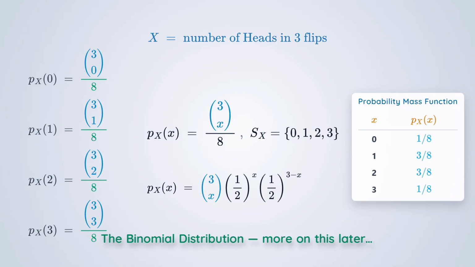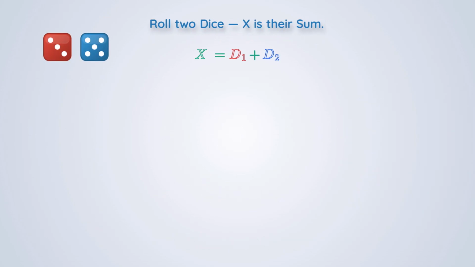Now, a second flavor of PMF. Same recipe, new setting. Roll 2 dice. X is their sum. First die plus the second. How likely is each total? Lay out a 6x6 grid, one die along the rows, the other along the columns.